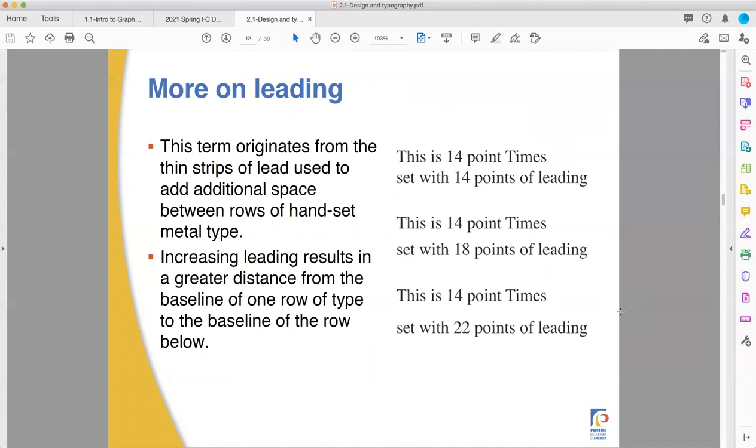It's called being set solid, by the way, if you have type that is the same size as the leading, or has no leading, basically. So 14 points of the type on the top one with 14 points of leading, it's considered set solid because if you used actual lead type and put them together, one row of type would touch the next row of type and it would be a solid block of type. You start to expand it by putting more in between. Double is about double the amount of the point size.